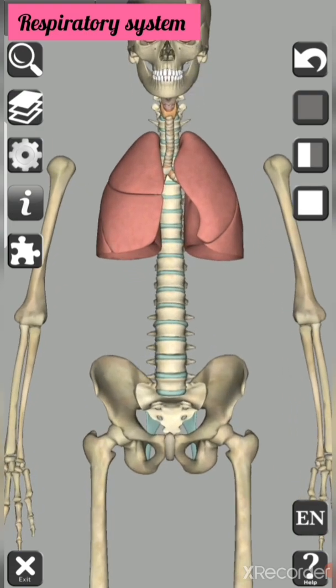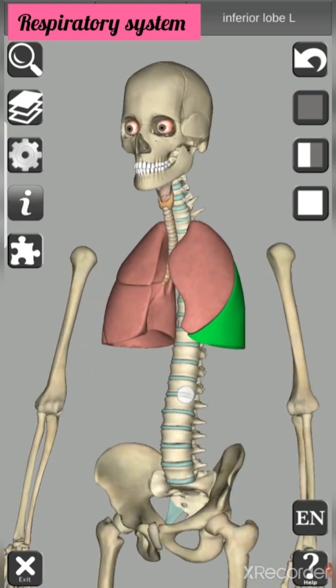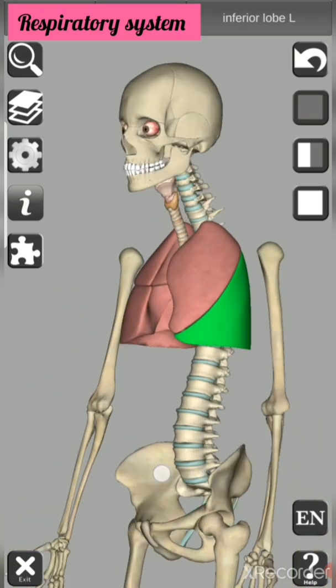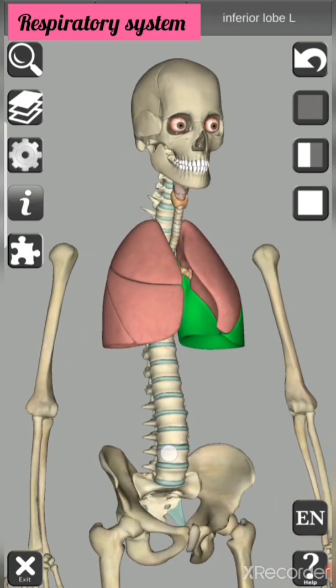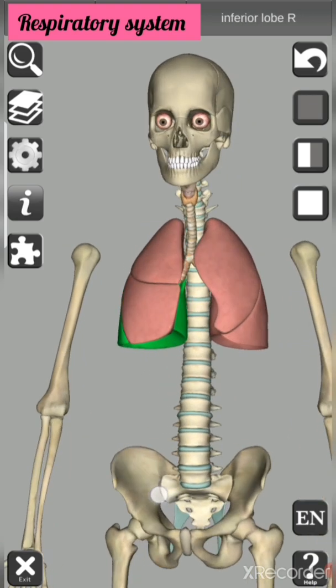Okay, if we remove this, here I am removing all the bones around our respiratory system. So here you can see this one is what? This is the lungs. And how many lungs do we have? One is on the right side and another is on the left side. In the left side lung, how many parts are there? There are two parts, known as two lobes. And in the right side lung, there are a total of 3 lobes.